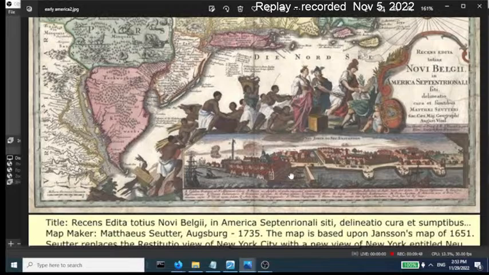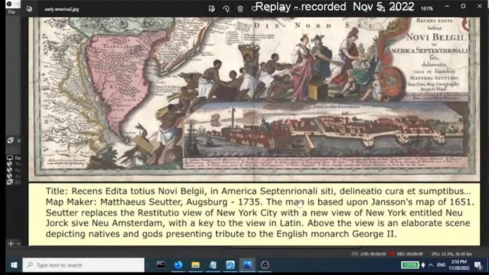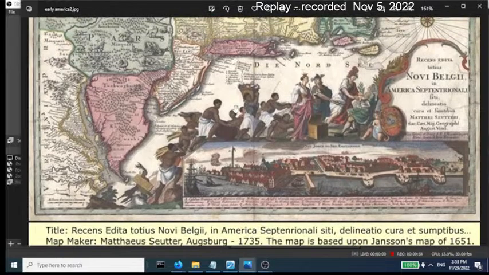And so, again, this map is based on Jansen's map of 1651, redone in 1735. This is how the original black people look. Look what they got, fros and everything. So you could tell those were the Egyptians. Now the ones with the straight hair, I believe, were the Phoenicians.